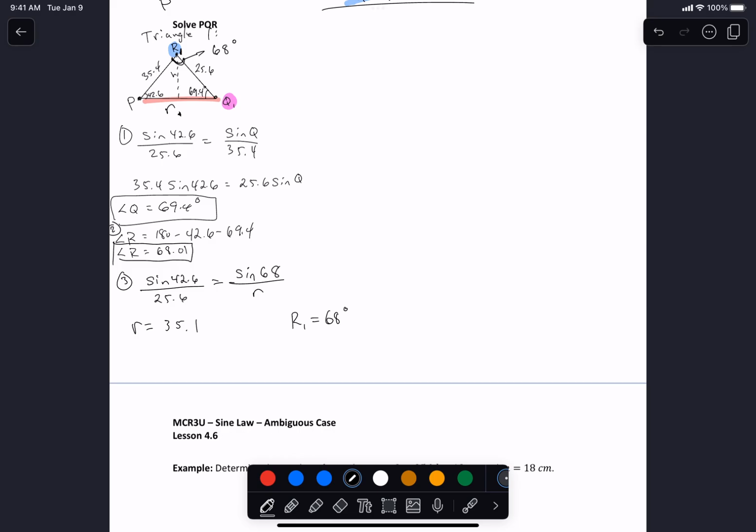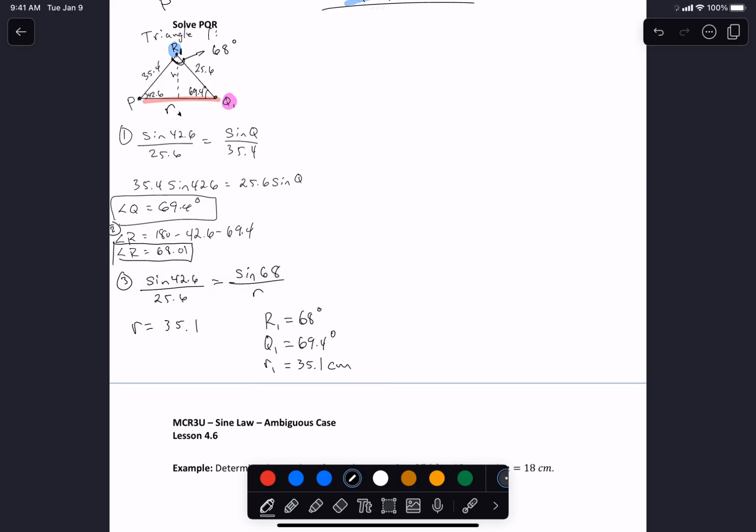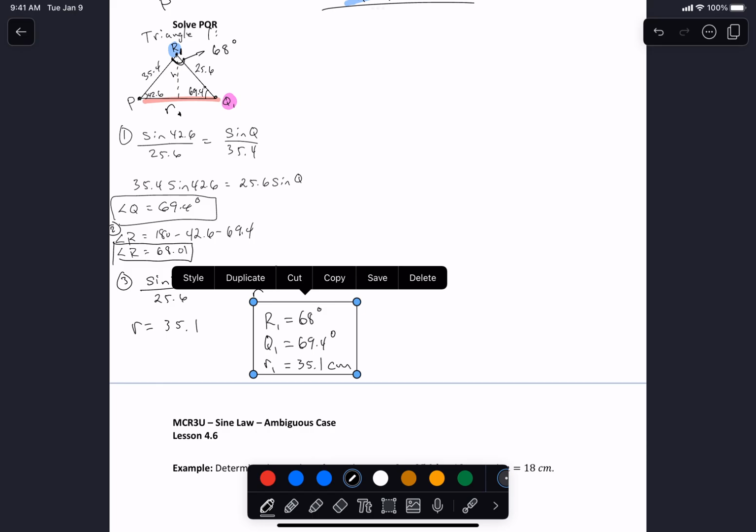I'm gonna subscript that angle 1, or R1, angle R1, 68 degrees. What was the other one? Q1 was 69.4 degrees, and R1 is going to be 35.1 centimeters. So who thinks we're done now? We all done? You have to do the other triangle. What's the other triangle look like?